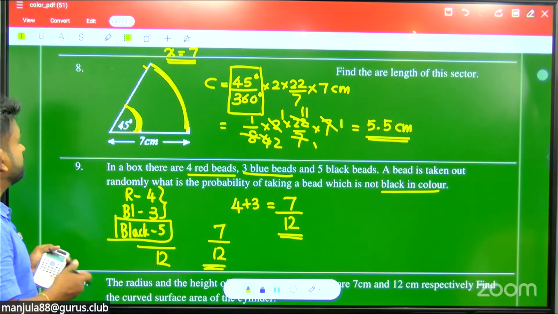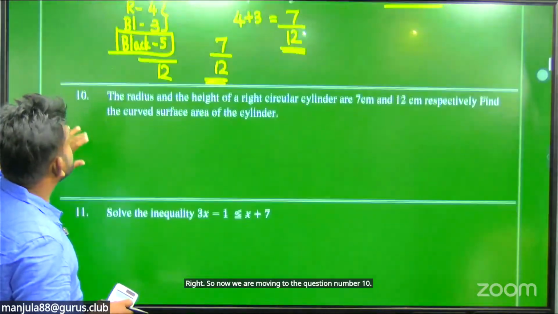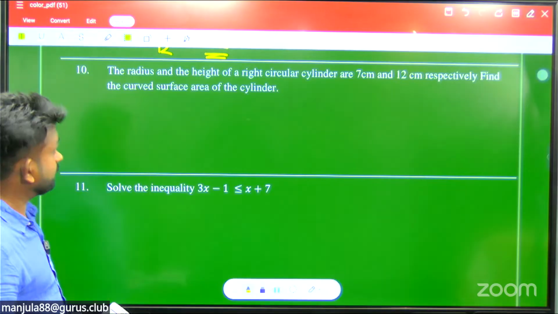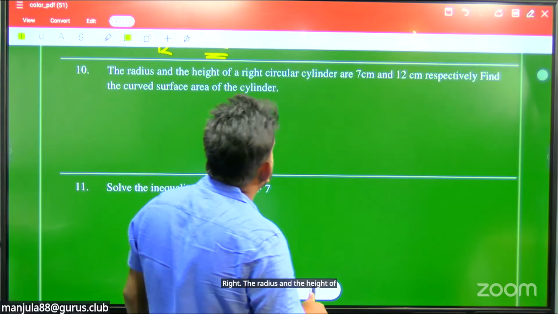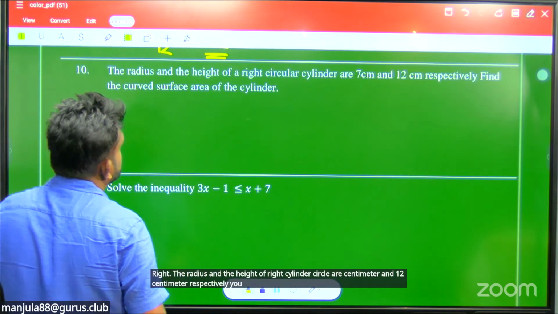Right. So now we are moving to question number 10. The radius and the height of a right circular cylinder are 7 centimeters and 12 centimeters respectively. Find the curved surface area of the cylinder.